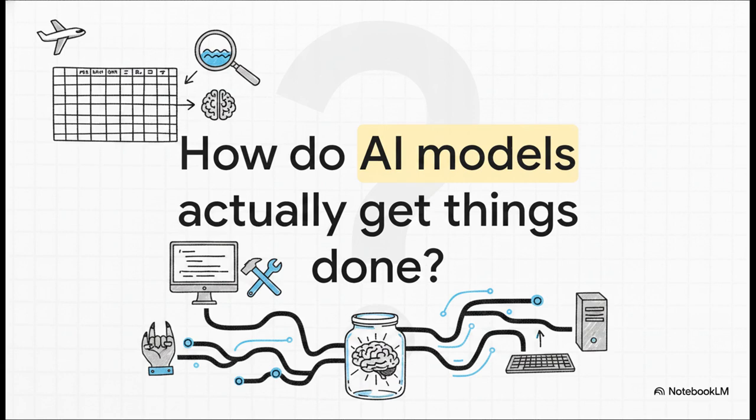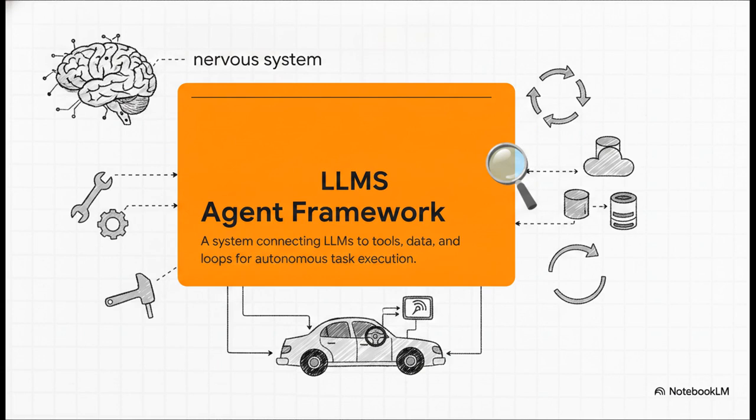So to unlock that 10x improvement in utility, we've got to give that brain a nervous system. And that nervous system is exactly what we call an agent framework. Before we dive into the dense visuals, let's just lock in this definition real quick. An agent framework is a structured system that connects large language models to external tools, data storage, and processing loops, which allows them to autonomously execute complex tasks.